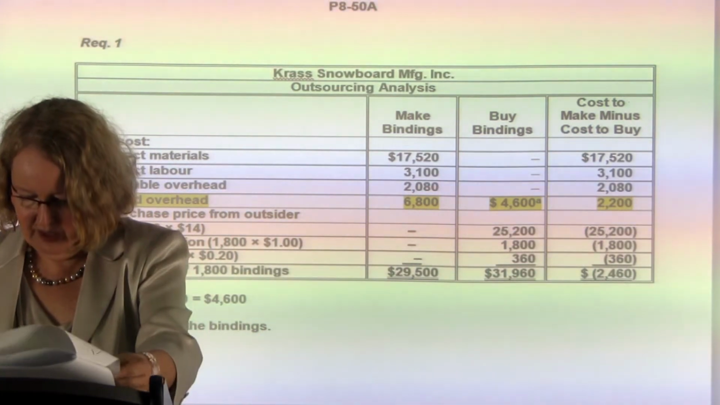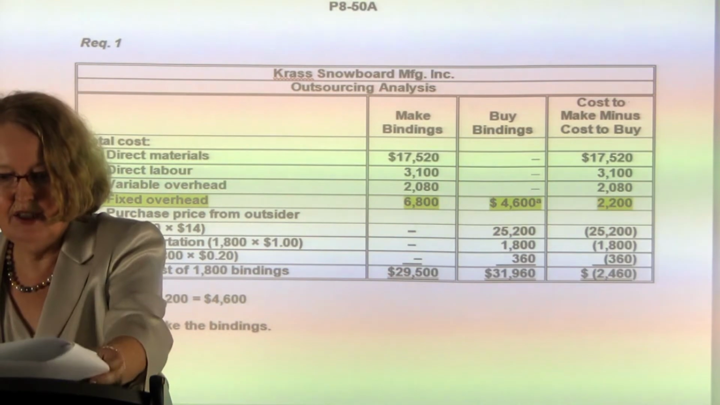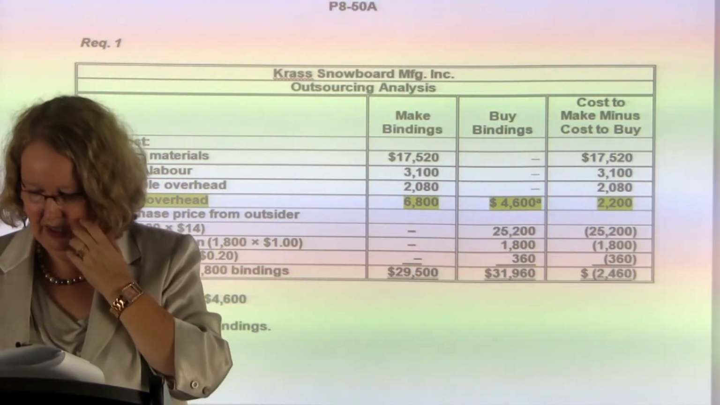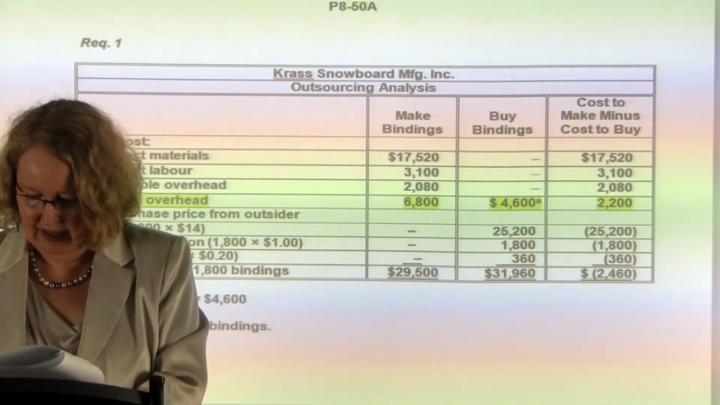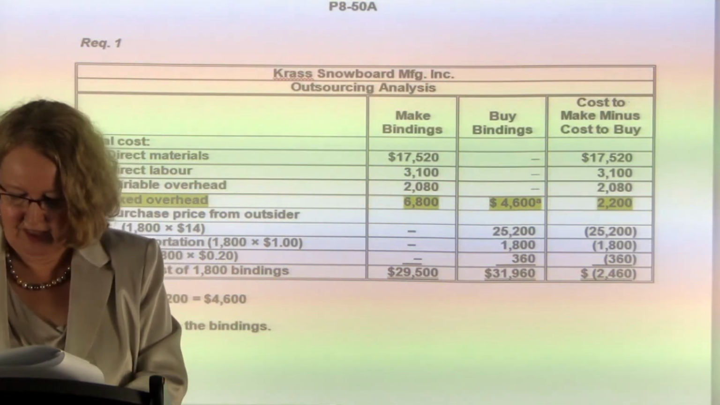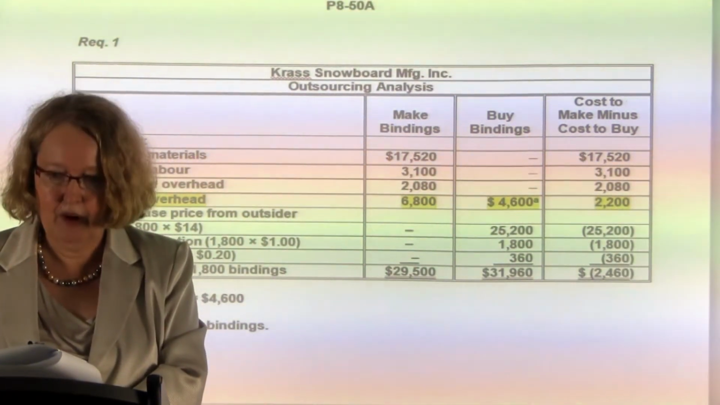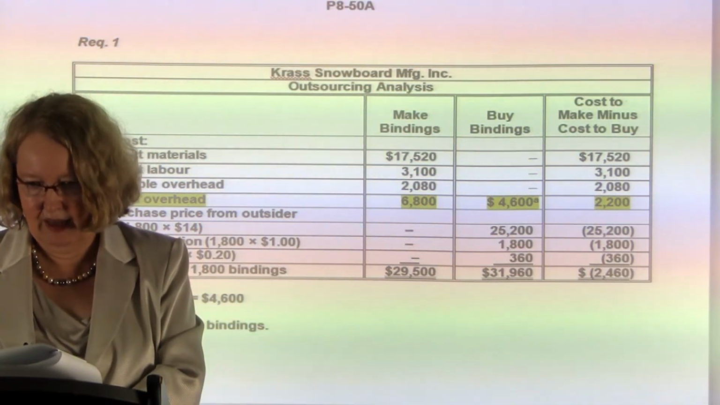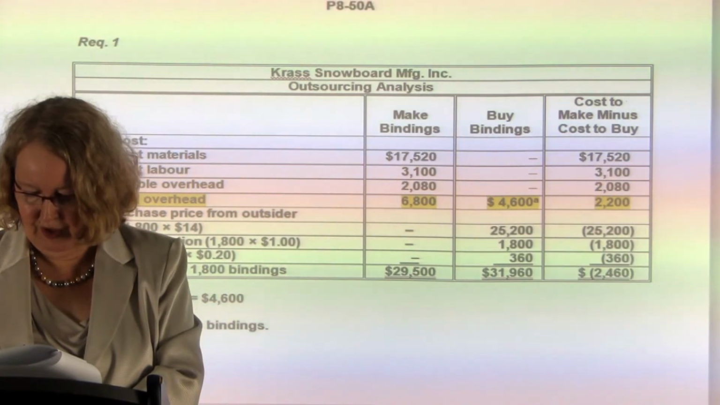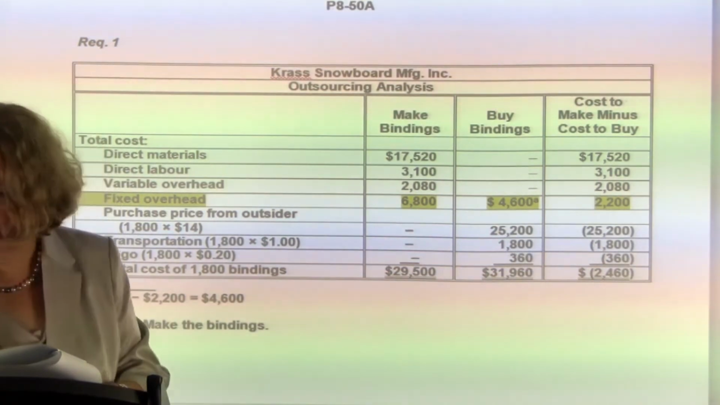So requirement 2 is asking us to look at a slightly different scenario, and requirement 2 is telling us that the facilities freed up by purchasing the bindings can be used to make another product that would give the company $3,100 in a contribution margin. So now we have, again, our same cost, so we'll just move down to the next scenario.